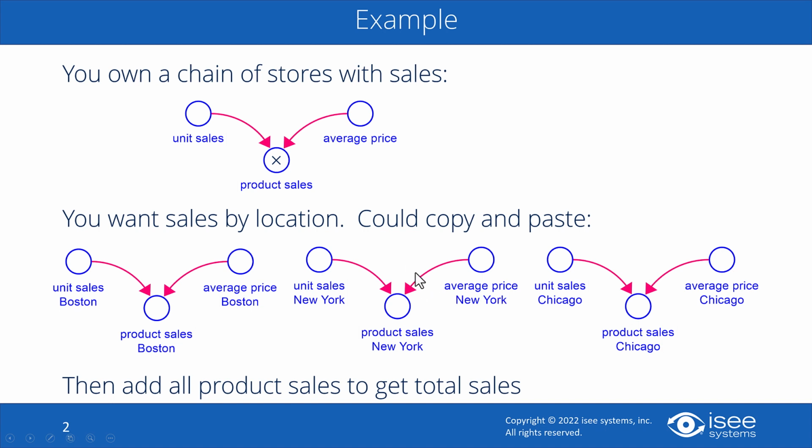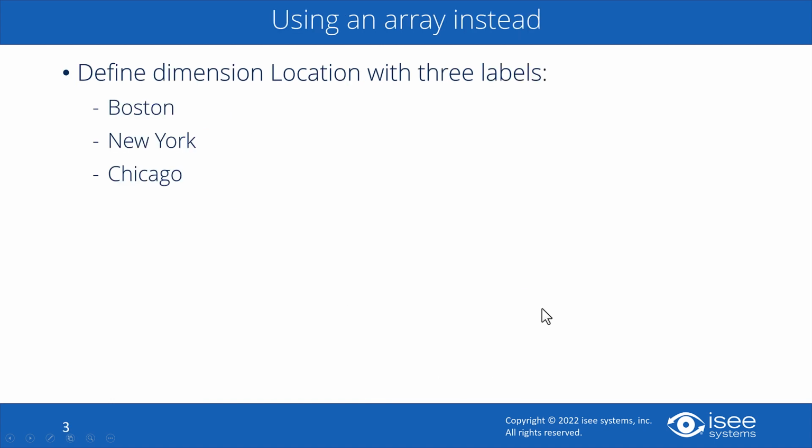Anytime I want to change anything in here, I have to change all three of them. Anytime I want to add one, I need to then remember to add into total sales. Instead, we could use an array. We can define a dimension called location that has three labels: Boston, New York, Chicago. We can add another city by adding another label.